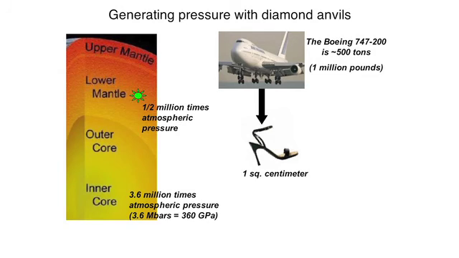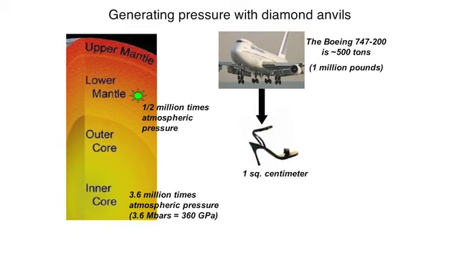the temperatures. So now if we go down into the core, it is 3.6 million times what we're feeling at the surface. You could also put this in terms of gigapascals, which is 360 gigapascals, or 3.6 megabars, because 1 bar is, of course, what we feel at the surface. So in order to generate pressures, we need either a very strong force or a small area, or a combination of both of those, or some type of trade-off in order to generate these pressures.